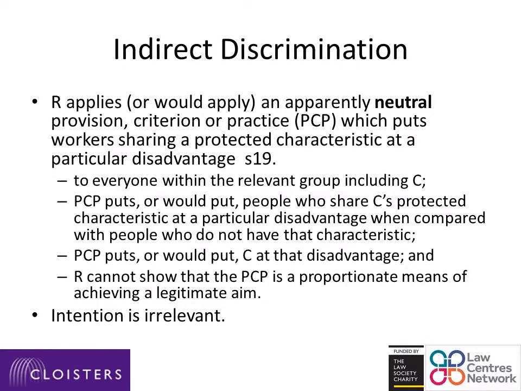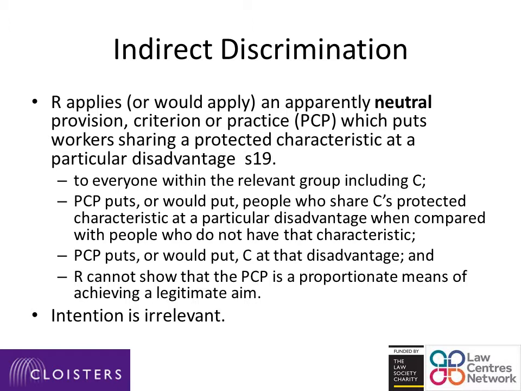Indirect discrimination under Section 19 occurs where the respondent applies or would apply an apparently neutral provision, criterion or practice, you'll hear these referred to as PCPs, which puts the workers sharing a protected characteristic at a particular disadvantage. So it's got to be applied to everyone within the relevant group, including the claimant, and the PCP must put, or it would put, people who share the claimant's protected characteristic at a particular disadvantage when compared with people who don't have that characteristic.